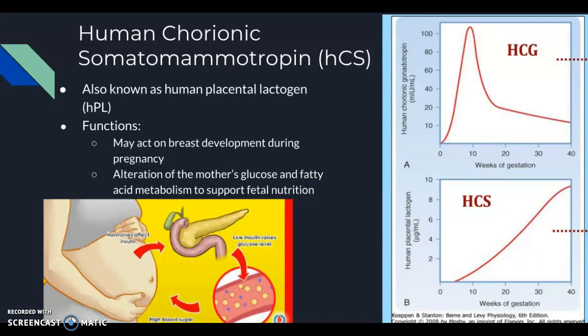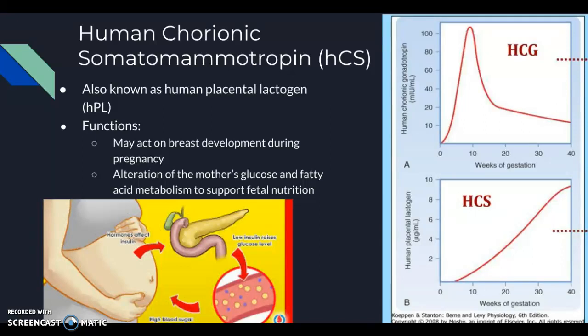Its primary role is the alteration of maternal glucose and fatty acid metabolism, which helps to support fetal nutrition. Now, it is also a peptide hormone, and it is also produced by the placenta, similar to HCG in this way. And it's structurally related to growth hormone and prolactin, which shows its roles in the growth and development of the fetus, as well as the breast development during pregnancy.